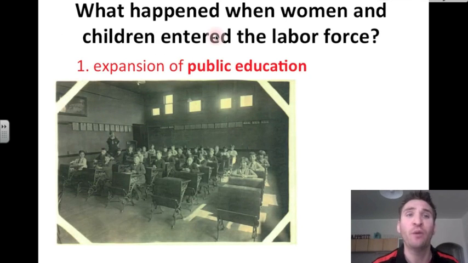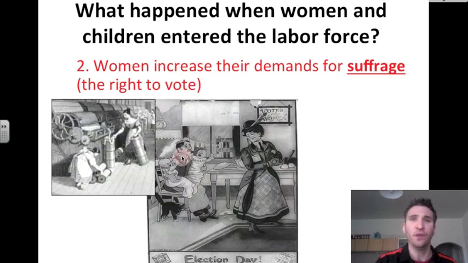What happened when women and children entered the labor force during the Industrial Revolution? Well, number one, you have the expansion of public education. The children worked in factories, but for a small portion of the day, they met to go to school. And you see a picture of a school within a factory during the Industrial Revolution here.